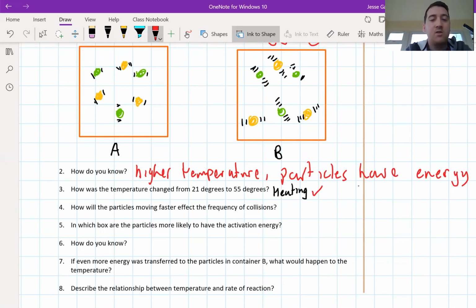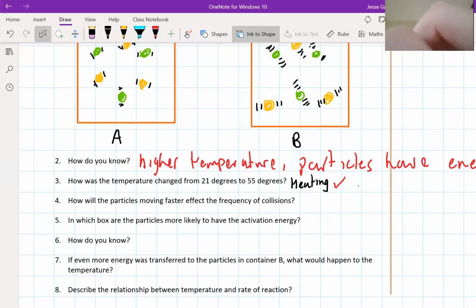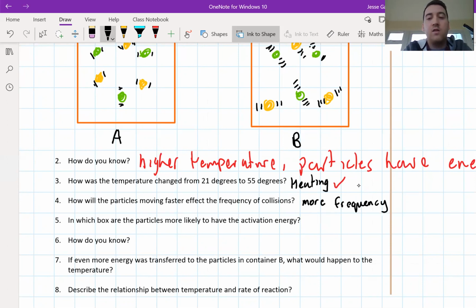How will the particles moving faster affect the frequency of collisions? There will be more frequent collisions, or a higher frequency of collisions. More frequent collisions, so they happen more often. You should use frequency or frequent in your answer: more frequent or higher frequency of collisions.